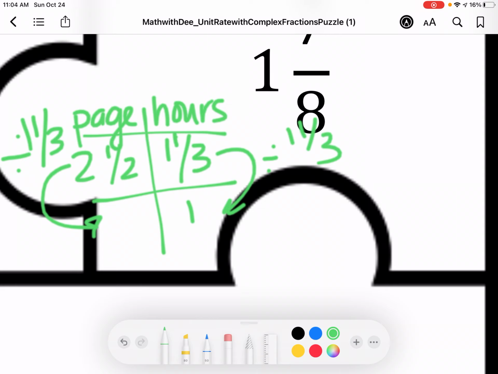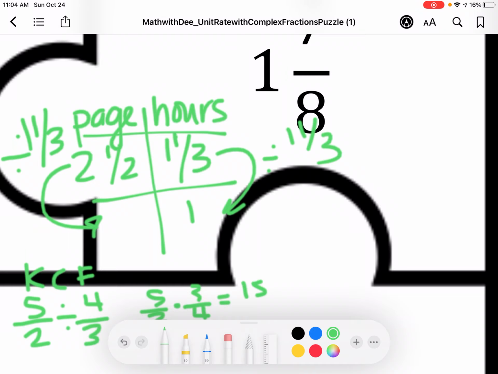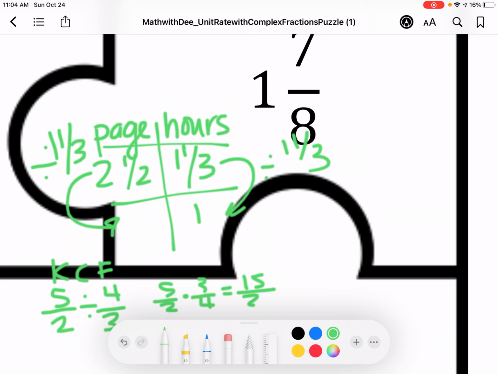All right, so I have 2.5, so that's 2 times 2 is 4, plus 1 is 5. So I have 5/2 divided by 1 times 3 is 3, plus 1 is 4, divided by 4/3. And then we keep, change, flip. So 5/2 times 3/4. So we have 15 over 8. 8 goes into 15 one whole time with 7/8 left over. So she can do 1 7/8 of a page in 1 hour. 1 7/8 pages in 1 hour.